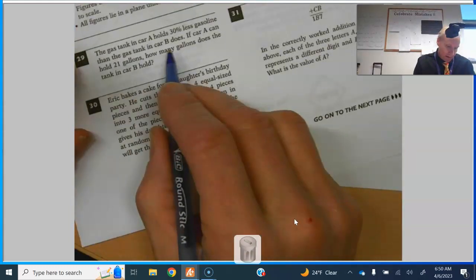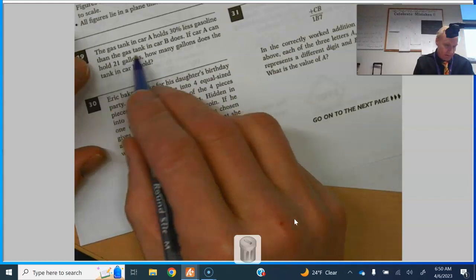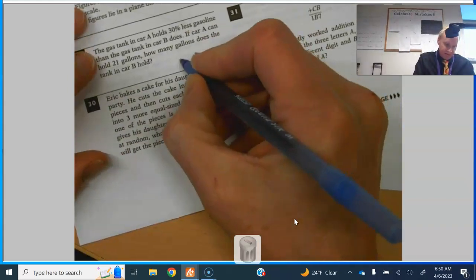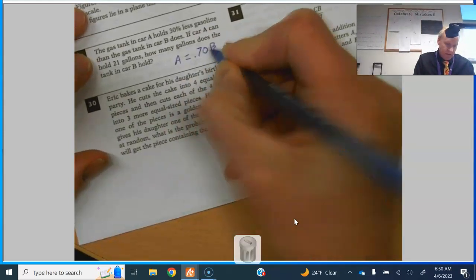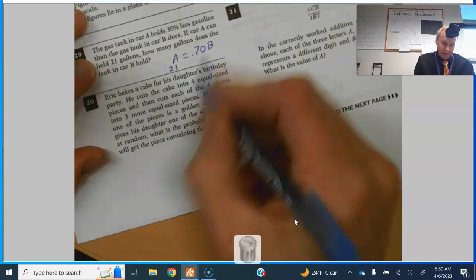This one, the gas tank of tank A holds 30% less gasoline than the tank in B does. 30% less means that it's 70%. So A holds 70% of B. If tank A can hold 21 gallons, you're going to have to divide by 0.7.